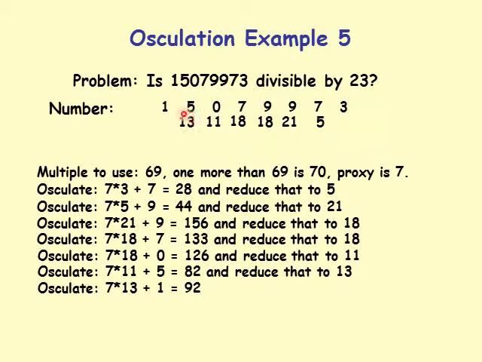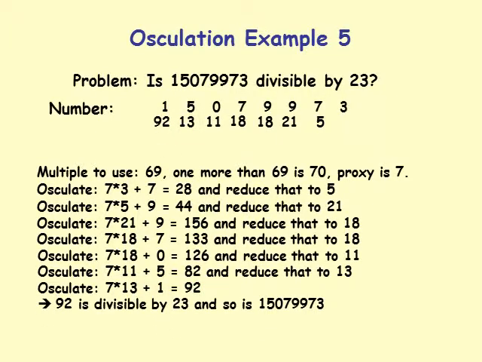So now we osculate 13 on the right and 1 on the left. The proxy is 7. 7 times 13 plus 1 is 92. But 92 is divisible by 23 because 92 is 4 times 23. So 92 is divisible by 23, and so is 15,079,973.